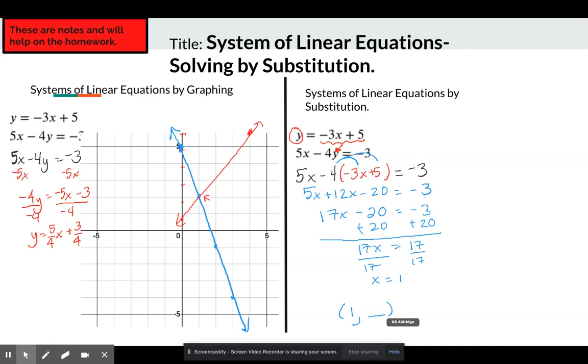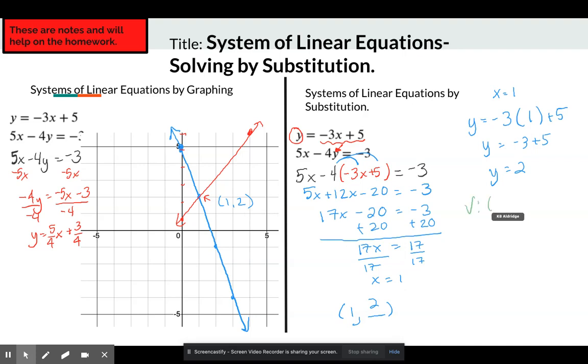Plug it into any equation, but the top equation is the easiest one. So we have y = -3 times x, and x equals 1, times 1 plus 5. y equals -3 plus 5. Hey, y equals 2. Hey, that's what we got, (1, 2). All right, and don't forget, lastly, you need to check both of them.